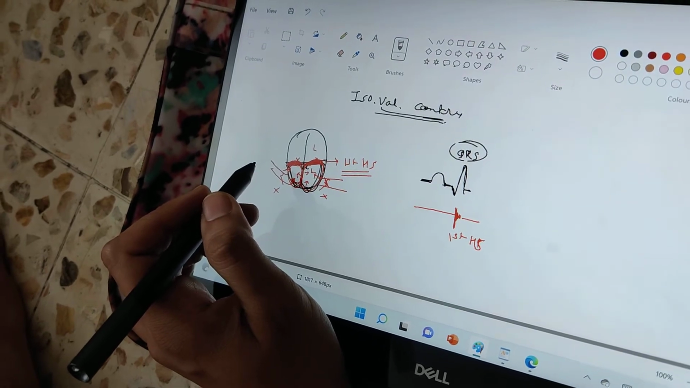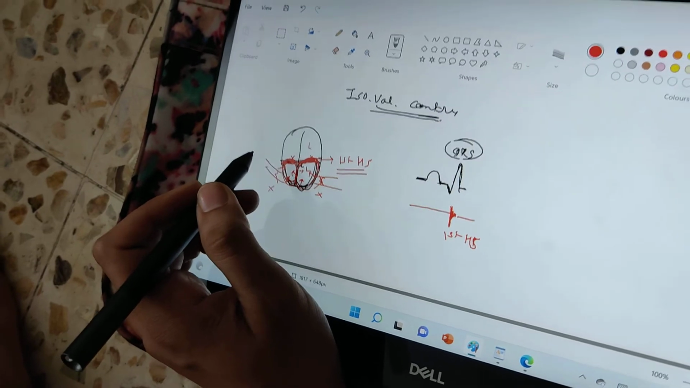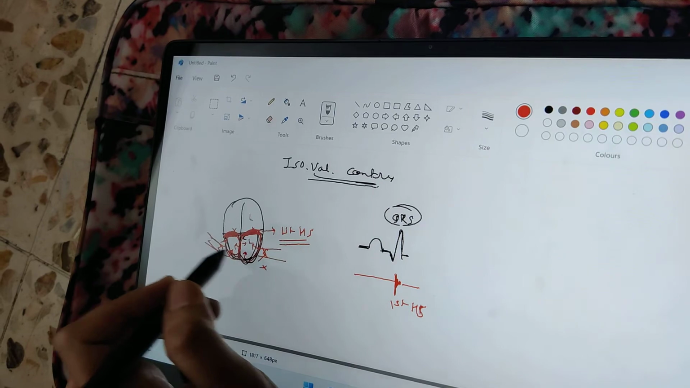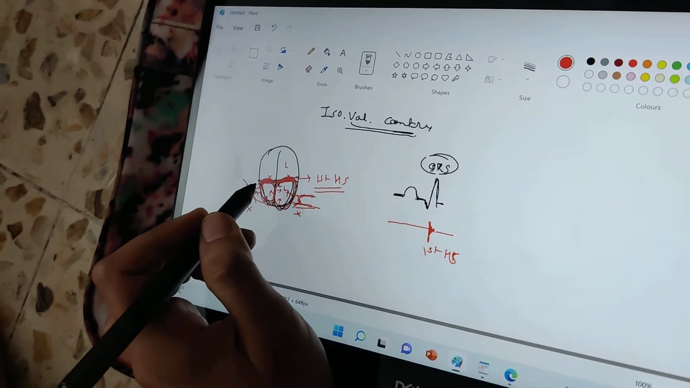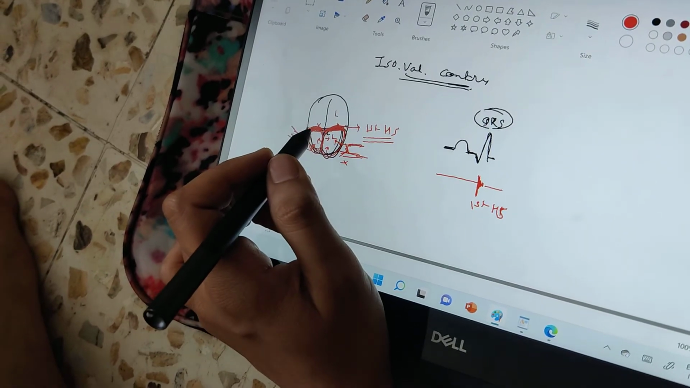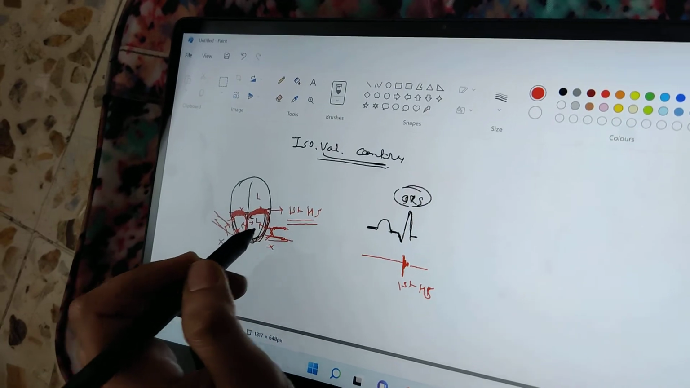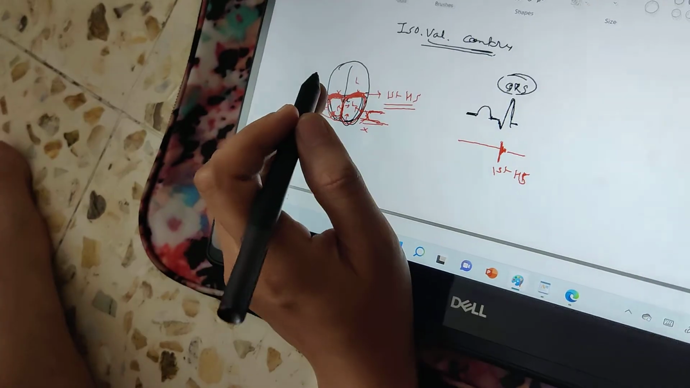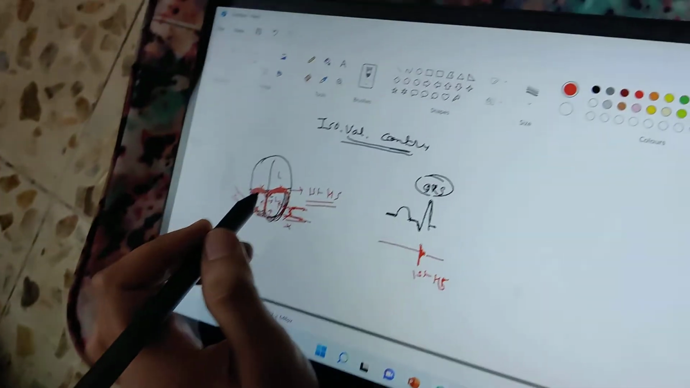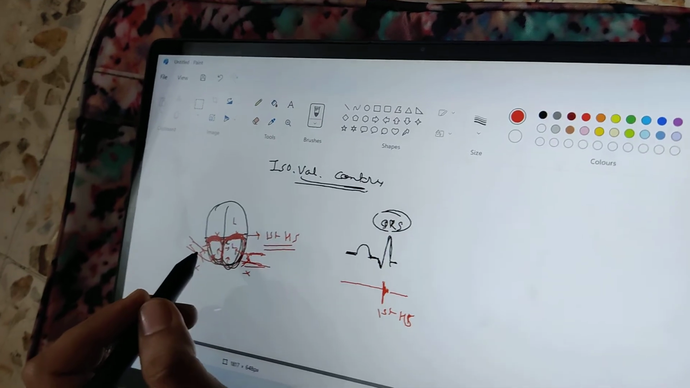Why is that? Because the ventricular pressure is still less than the pressure in the pulmonary artery and the aorta, and no ejection occurs at that time. This is called isovolumetric contraction.